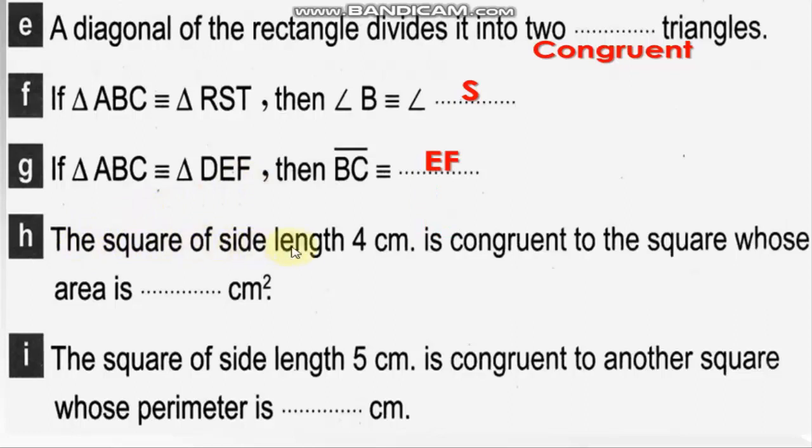The square of side length 4 cm is congruent to the square whose area is? We know the area of a square is side length times side length, so it's 4 times 4 equals 16. The square of side length 5 cm is congruent to another square whose perimeter is? We know that the perimeter of a square equals side length times 4, so we multiply 5 by 4. 5 times 4 equals 20 cm.